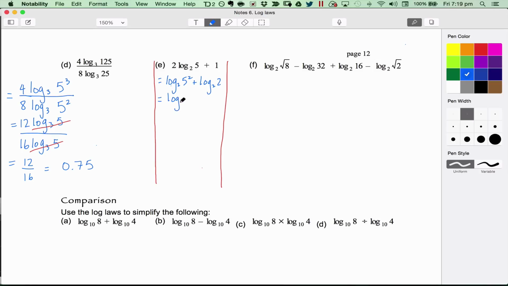So I've got log 2 of 5 squared, which is 25, plus log 2 of 2. Now I can use log law 1: log 2 of 25 times 2 equals log 2 of 50.